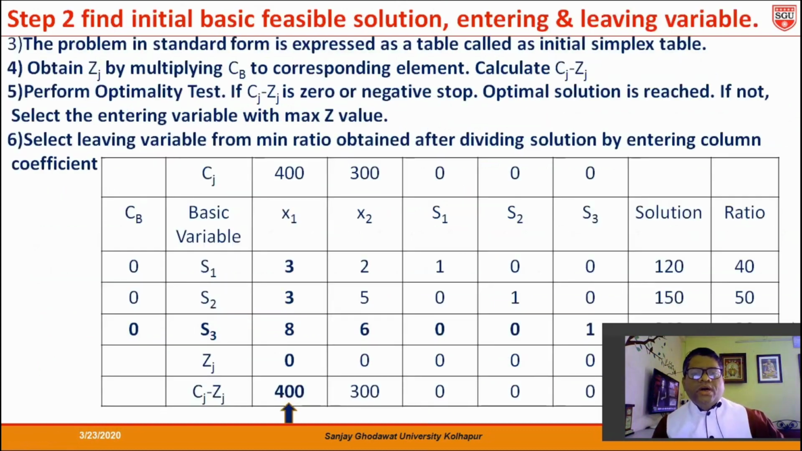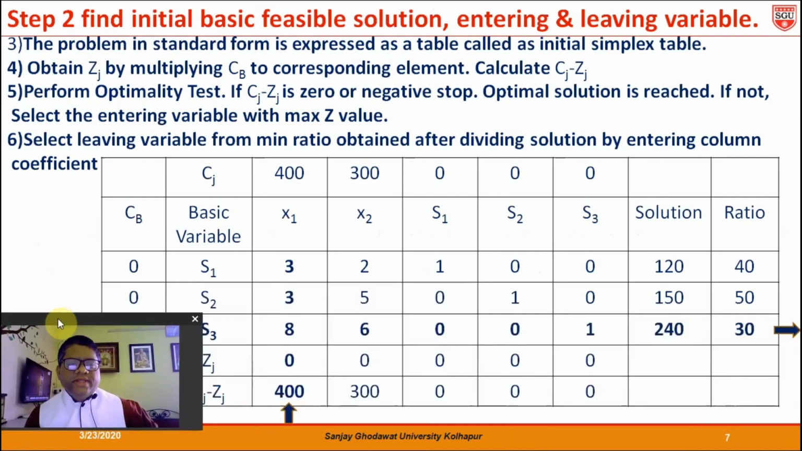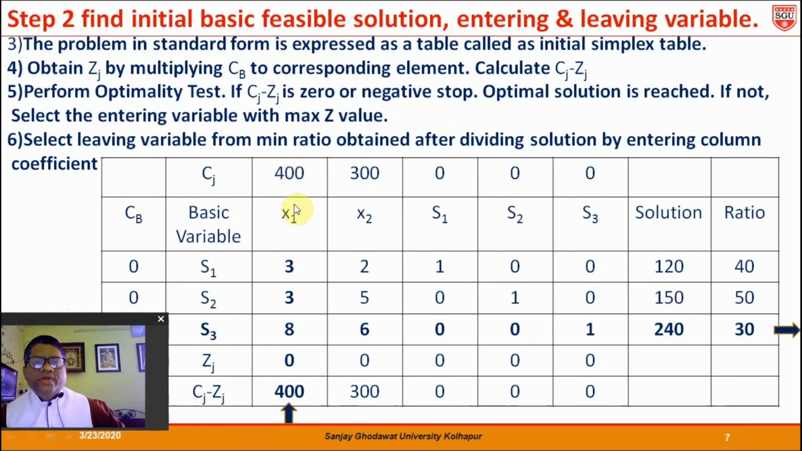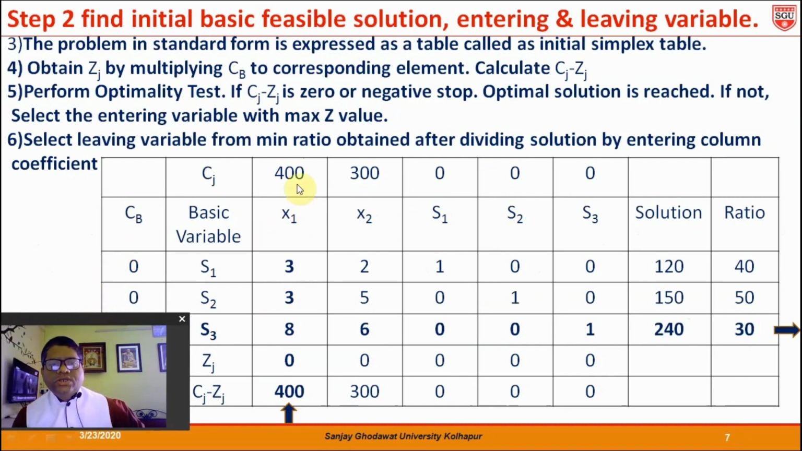Now, we need to write the initial simplex table. For writing the initial simplex table, first we have written all those variables x1, x2, s1, s2, s3. Then we have also added their values in the objective function. X1 coefficient was 400, x2 was 300, and all s1, s2, s3 were 0. Then we have written the first equation 3x1 plus 2x2 plus s1 is equal to 120.